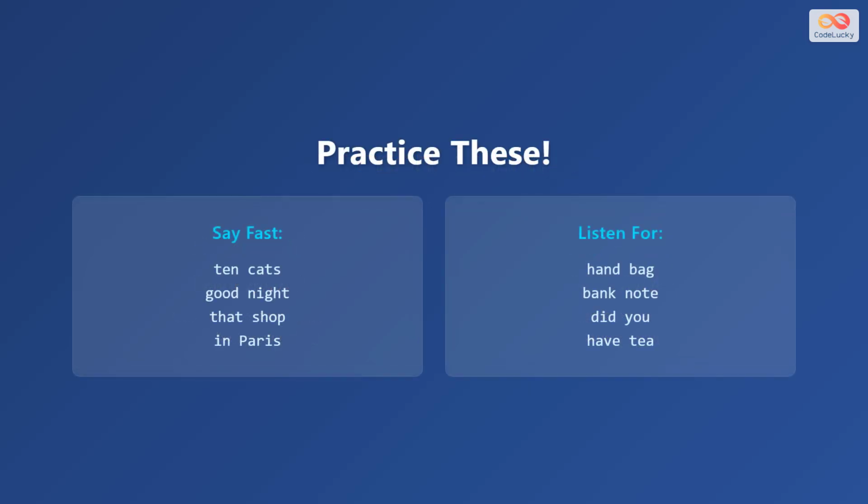Now it's time to practice. Try saying these phrases quickly and naturally: "ten cats," "good night," "that shop," and "in Paris." Listen carefully to how your sounds change. Then listen to native speakers say these phrases: "handbag," "banknote," "did you," and "have tea." Notice how the sounds blend and change.